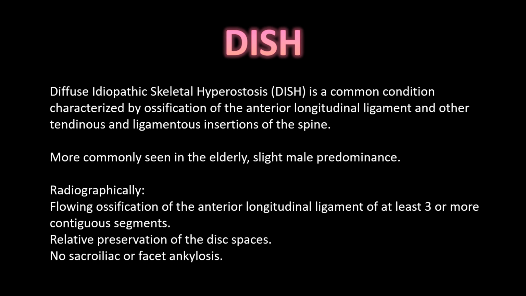Radiographically, you're going to see the combination of flowing ossification of the anterior longitudinal ligament of at least 3 or more contiguous segments, relative preservation of the intervertebral disc heights, and then a lack of sacroiliac or facet joint involvement, meaning there's no ankylosis of the SI or facet joints, which is commonly seen in other inflammatory or seronegative spondyloarthropathies such as ankylosing spondylitis.